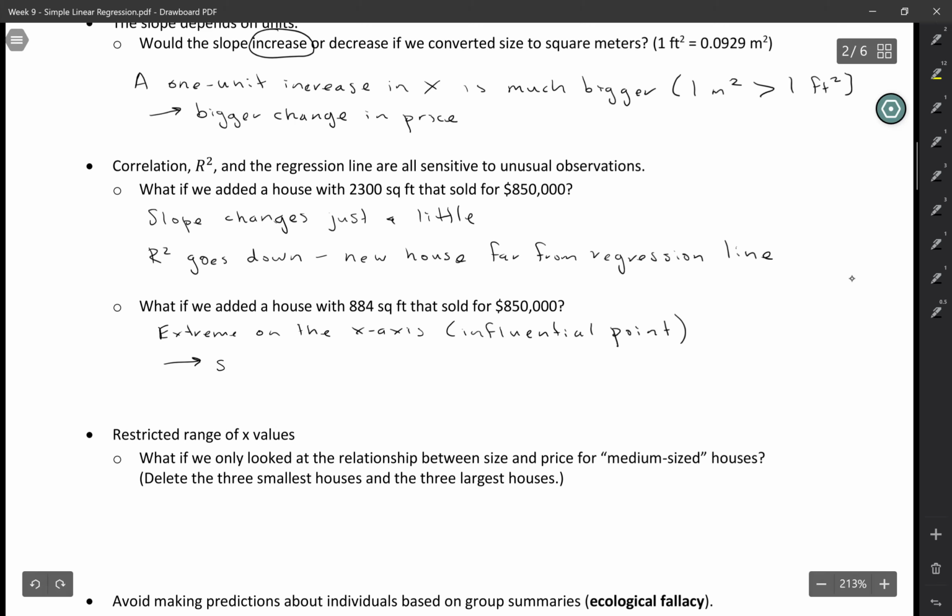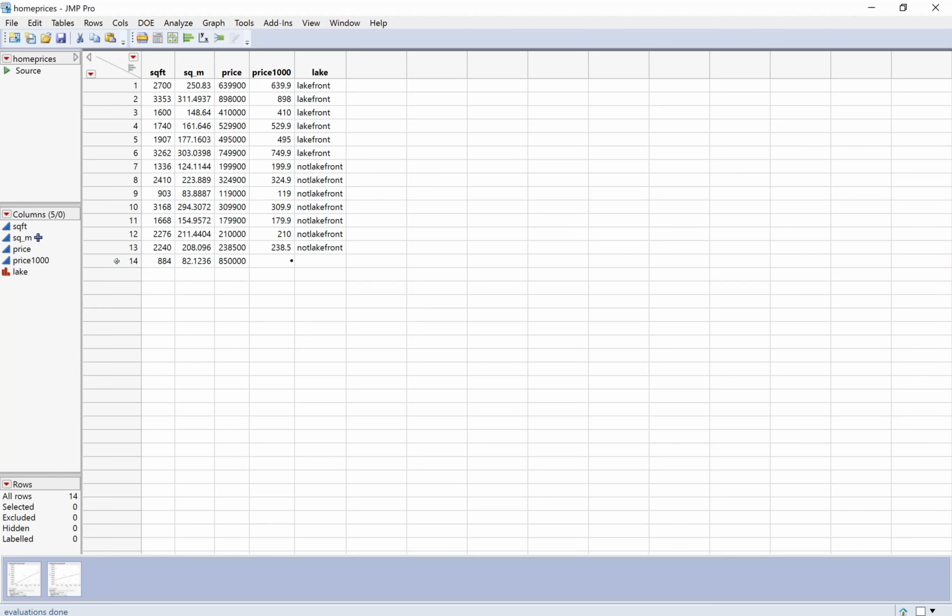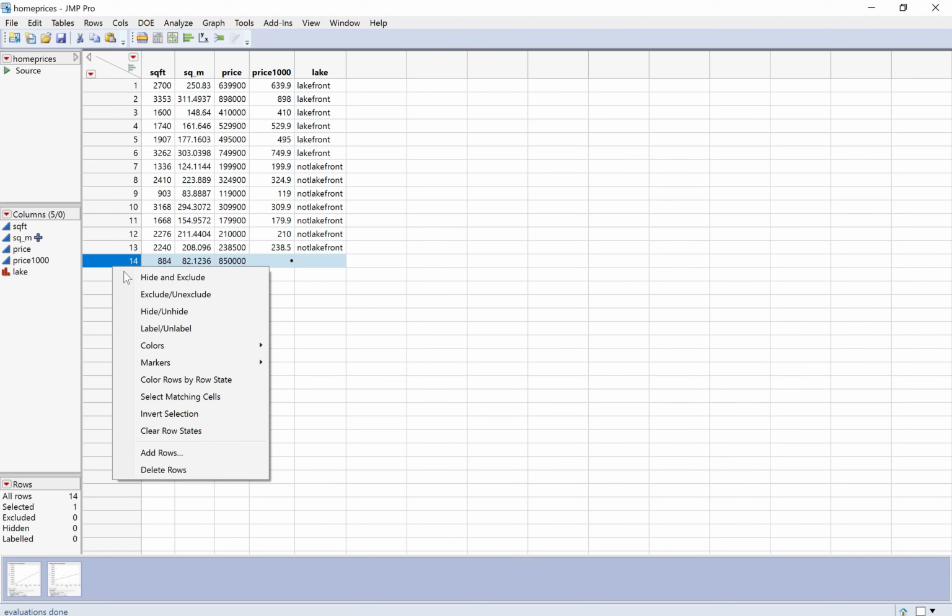The slope was much smaller, I'll say much flatter than before, just to make it clear what that change means. And also our r squared goes way down. And really the reason for this is that the line doesn't fit well anymore. Okay, I'm going to delete this house now.